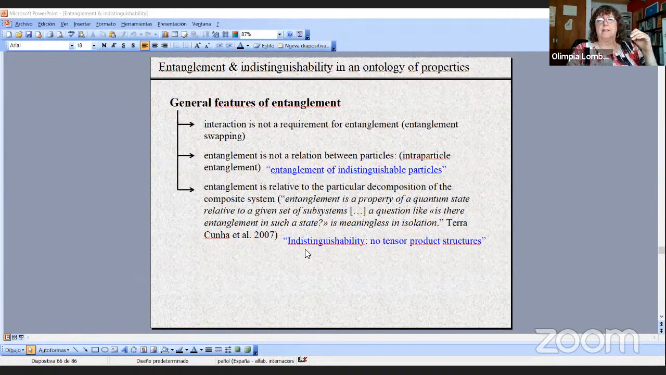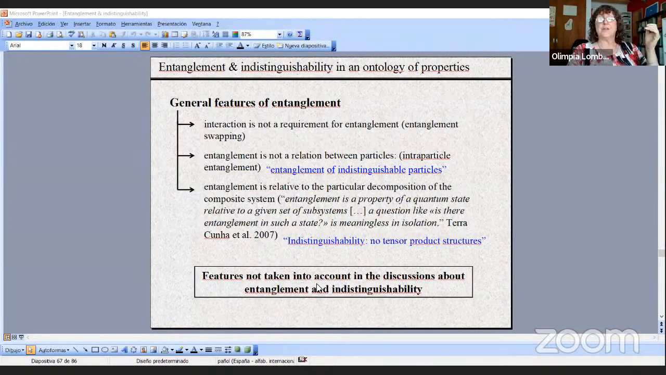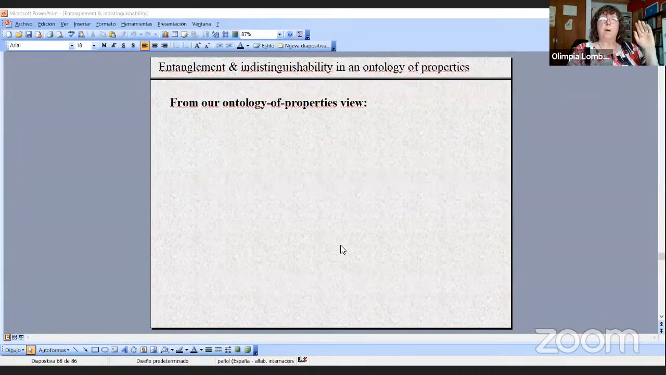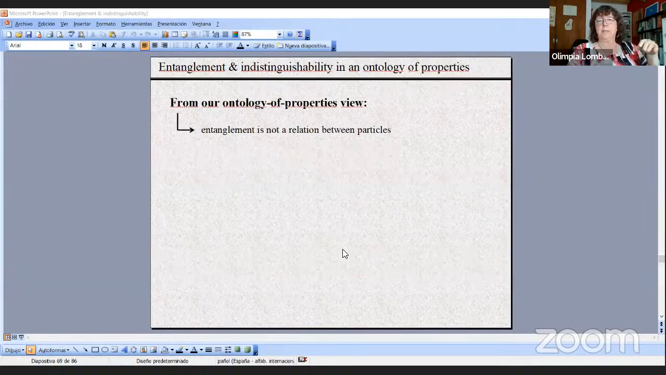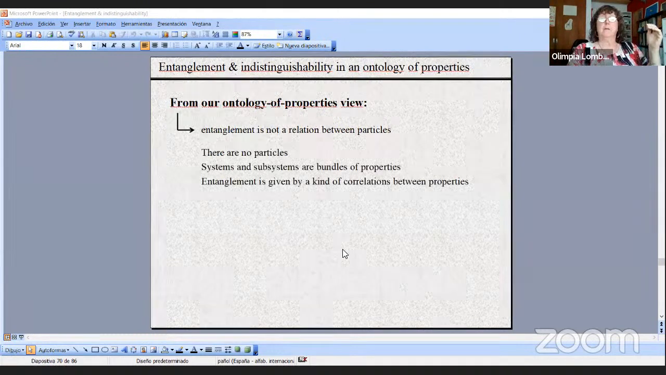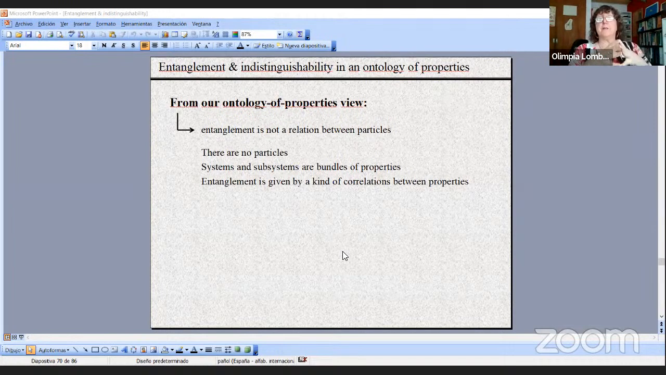So the problem is that in the case of indistinguishability, we have no tensor product structure. These kinds of features are not taken into account in the discussions about entanglement and indistinguishability in the philosophical literature. So we want to take them into account and show that from the viewpoint of an ontology of properties, these are normally taken into account. From our ontology of properties view, entanglement is not a relation between particles because there are no particles. Systems and subsystems are bundles of properties. So entanglement is given by a kind of correlation between properties, not between systems.